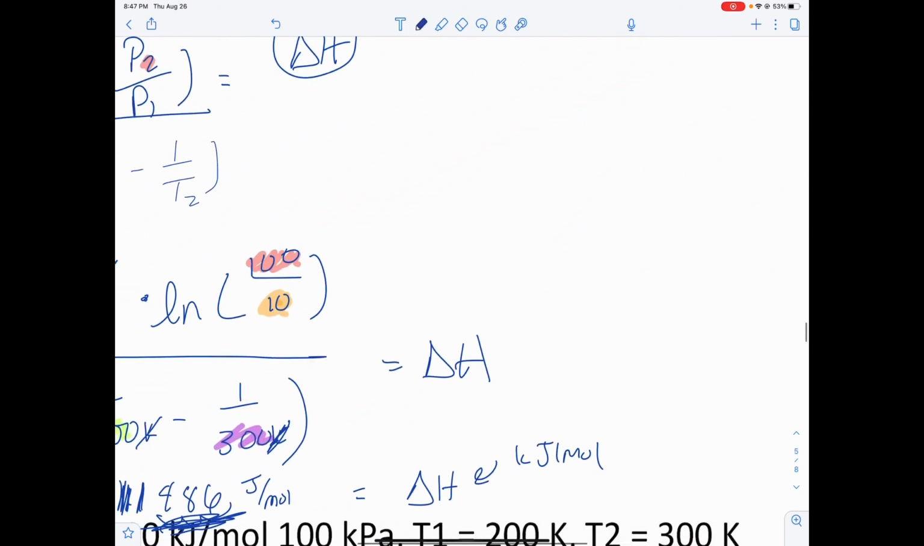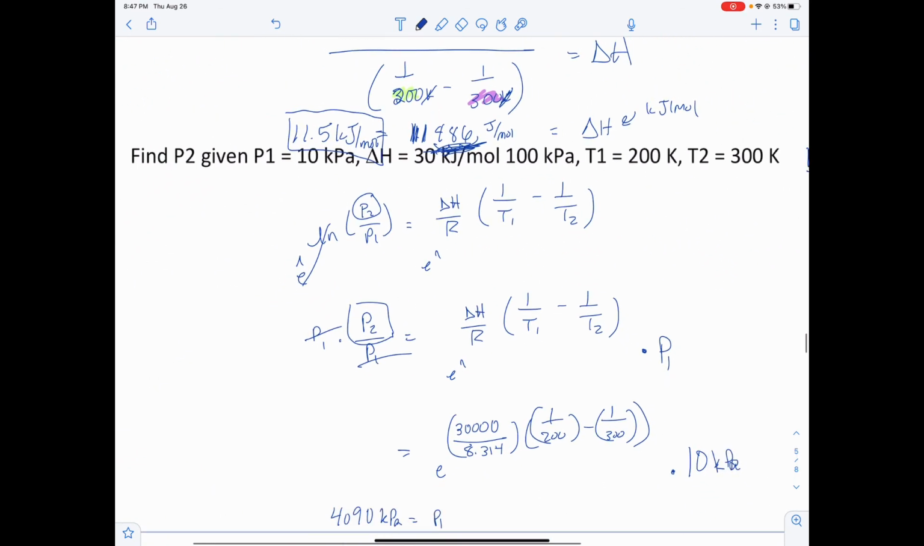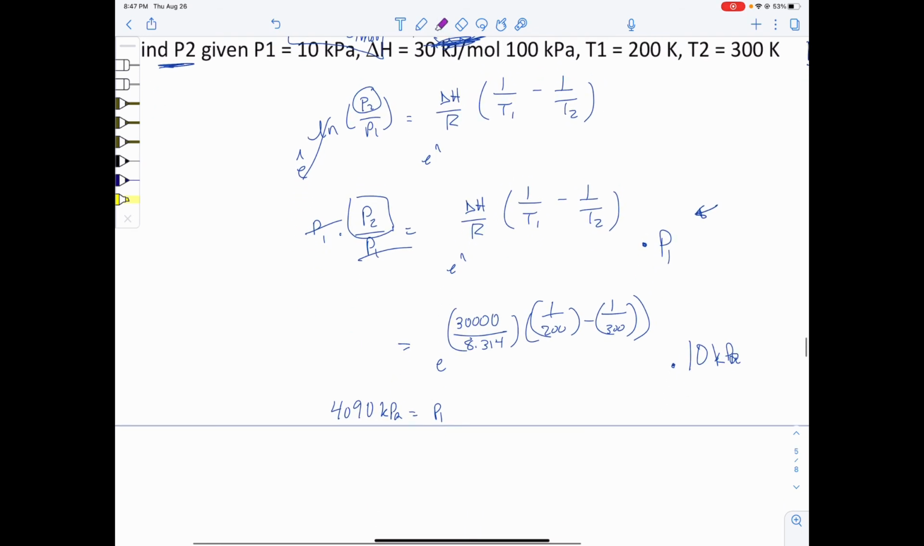So if you look over here, that's what I've got for this equation. And notice it says find P2. That's how I know I need to solve for P2. So you can see I've got the equation all set up right here. So I'm going to just plug my numbers in again. Just to double check where everything is. So here's 10 kPa, and that's for P1.